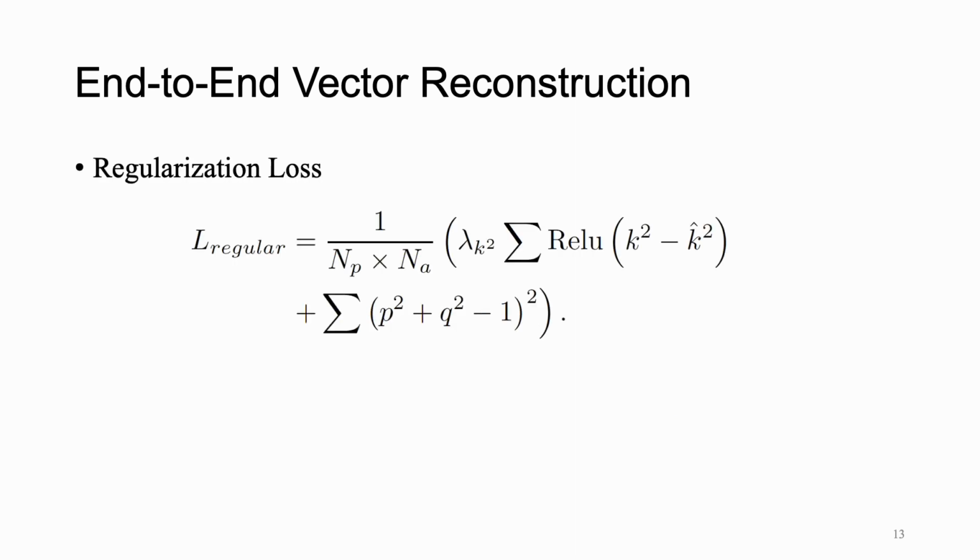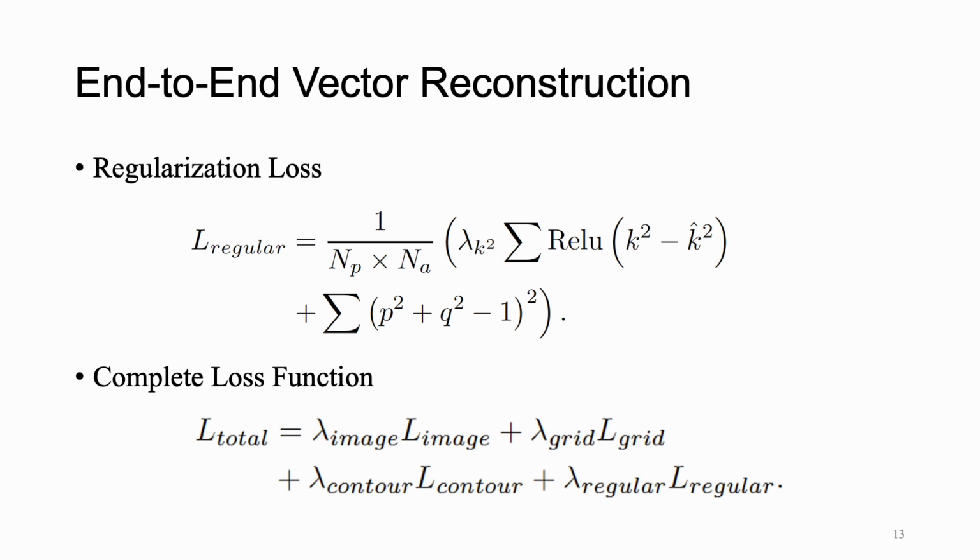To further improve the quality of reconstructed images, we also introduce the regularization loss to our model. Specifically, we first need to normalize the parameters p and q to force the square of p plus the square of q equals 1. Then we restrict the minimum value of the square of k output by our model to be greater than a predefined value to obtain a clear image. The regularization loss is defined like this. Finally, the complete loss function of our model is defined as the weighted sum of all above losses.